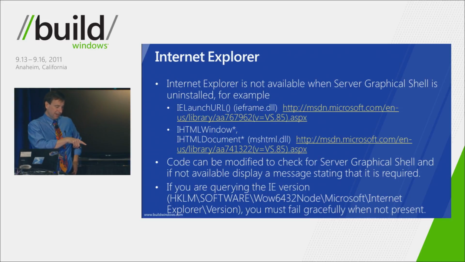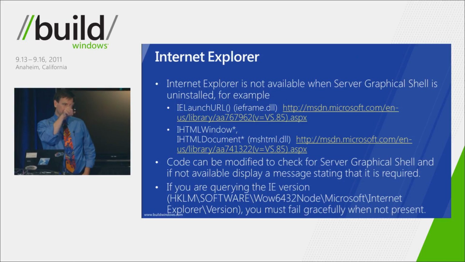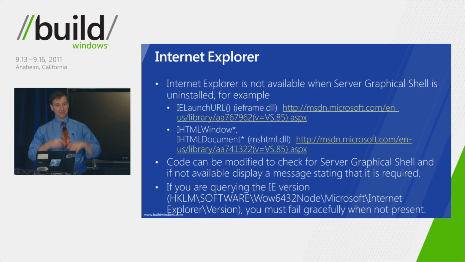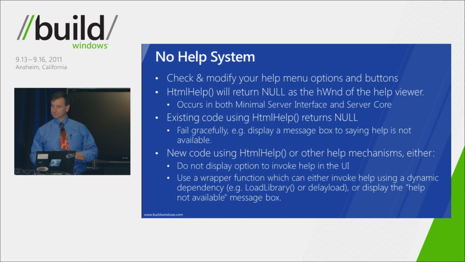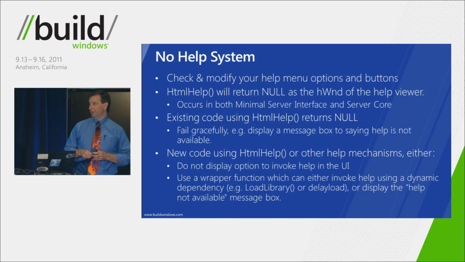This shows you both the key and the name in that key that you want to check. If the key for Internet Explorer has a value, version, that has a value, it's installed. And if it's not there, then it's not installed, and you just need to fail gracefully. It's not present. We also don't have system help.